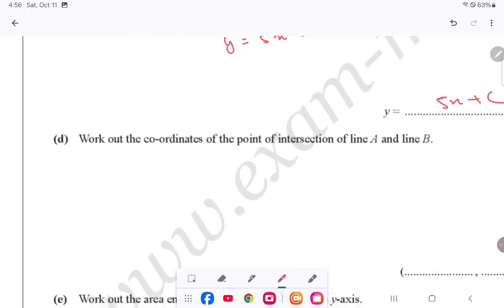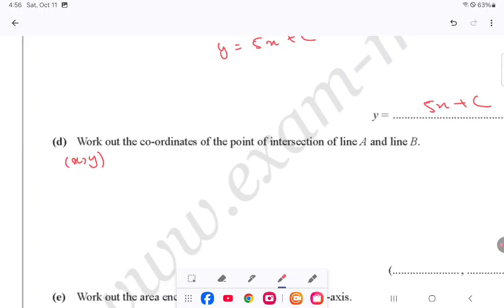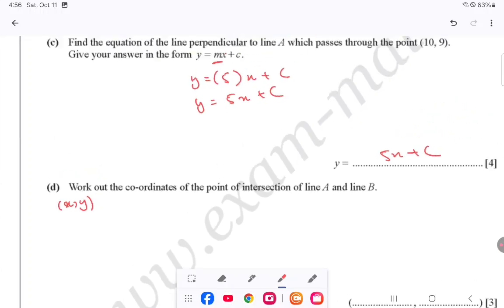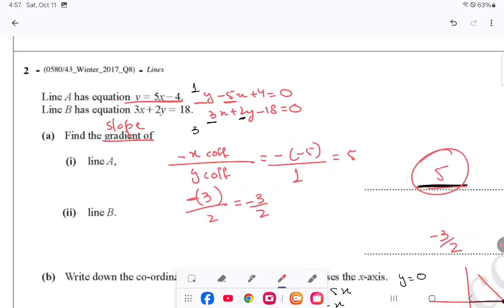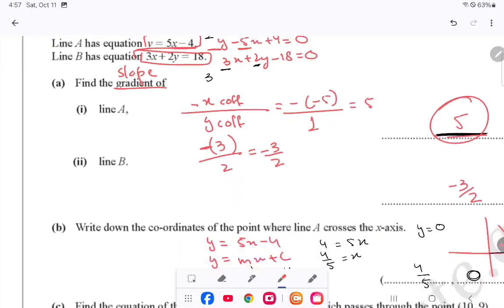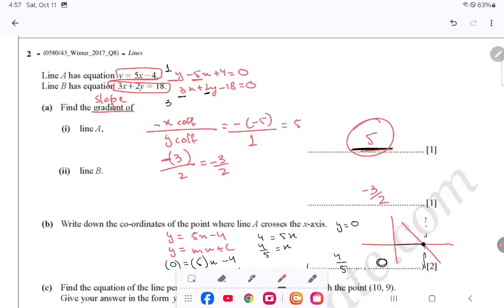In part D, work out the coordinates of the point of intersection of line A and B. So we have to calculate the values of x and y. For that intersection point, in order to calculate the values of x and y, we have to equate the line equations, which are y equals 5x minus 4 and 3x plus 2y equals 18. We first have to arrange the equation on the y side.